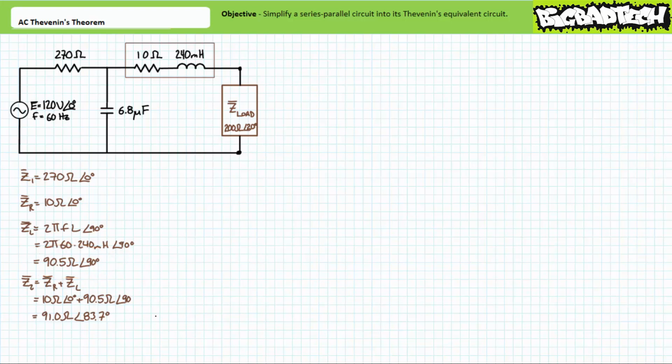The resistive and inductive portion of the non-ideal inductor are in series with one another. The non-ideal inductor therefore presents a complex impedance of 91 ohms at an angle of 83.7 degrees. Let's call this impedance Z2. Finally, the complex impedance of the 6.8 microfarad capacitor at an excitation frequency of 60 Hz is 390.1 ohms at an angle of negative 90 degrees. Let's call this impedance Z3.